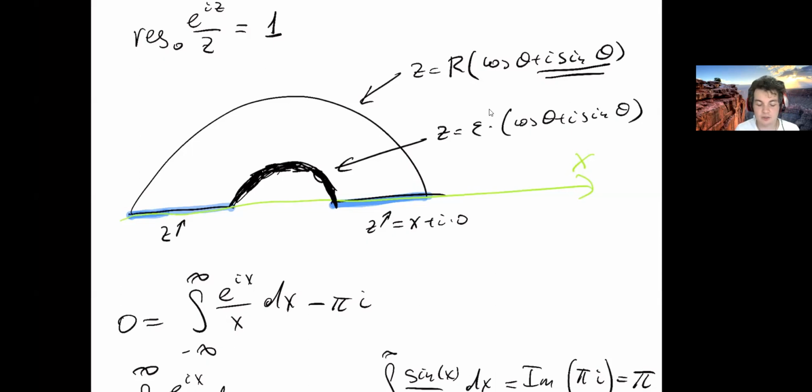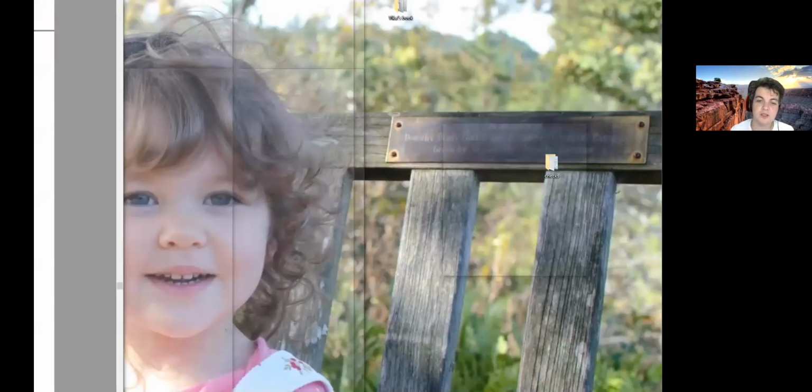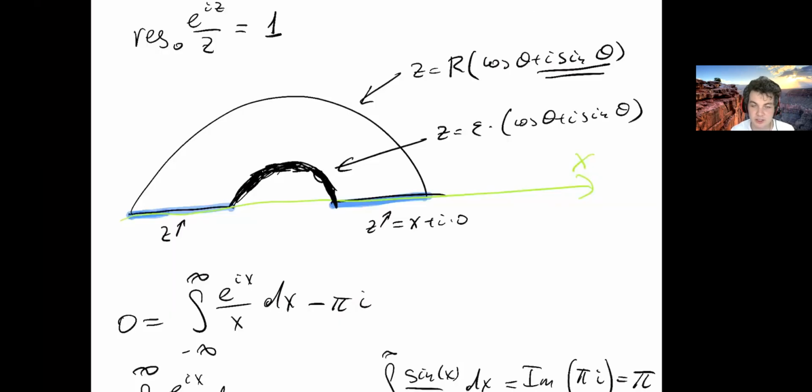So typically, the parts of the contour where z is real will give you the integral you want. And parts of the contour when z is not real will either disappear completely, or disappear because of this minus pi i theorem. Okay, so we are done for today.